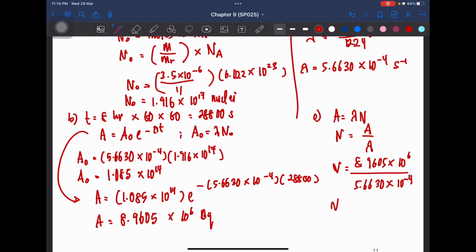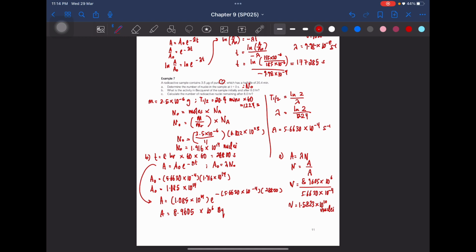So this will be equal to 5.6630 negative 4. You will get 1.5823 times 10 to the power of 10 nuclei. Okay, so that is the solution for example 7.